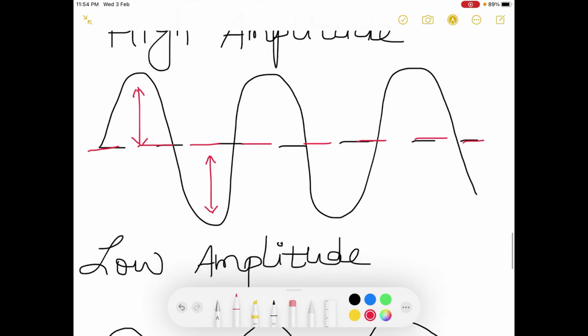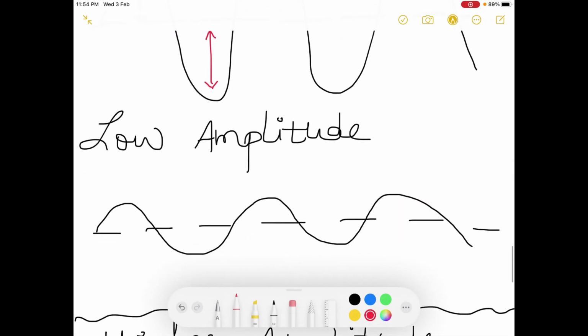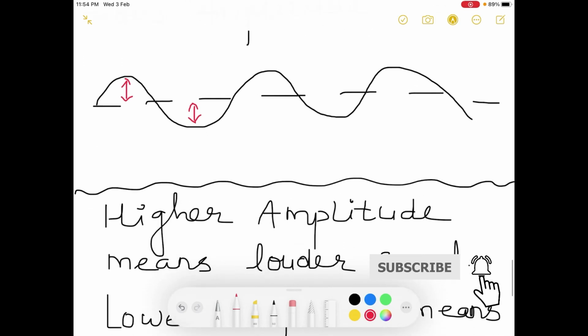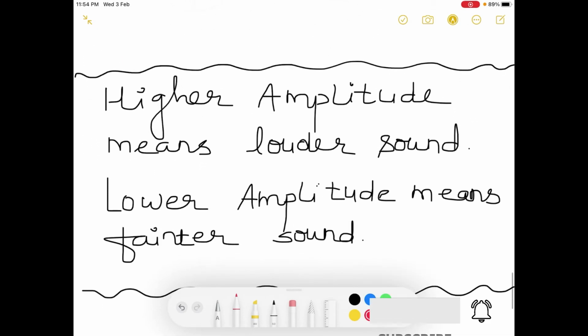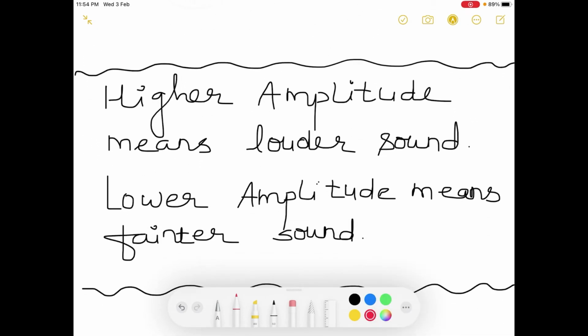If we compare the graph like this, you can see the amplitude in the second one is very less as compared to the first graph. Amplitude also represents energy. Hence, higher the amplitude means louder the sound, lower amplitude means fainter sound.